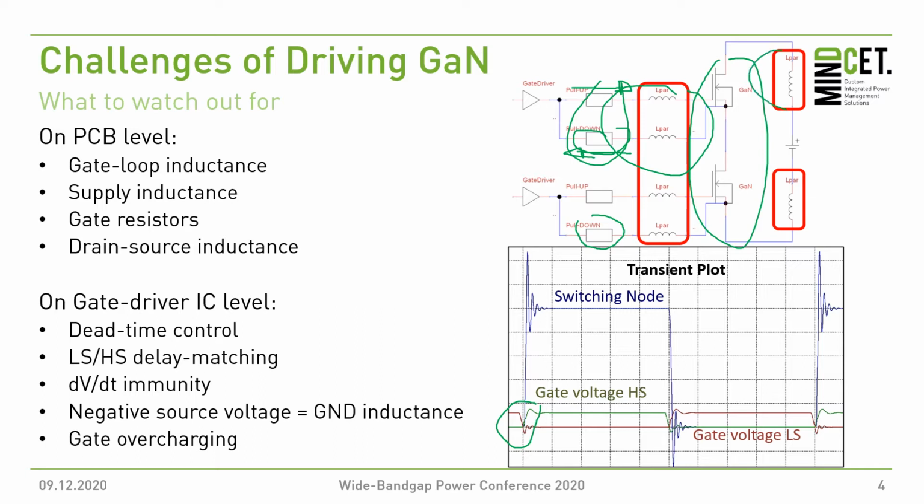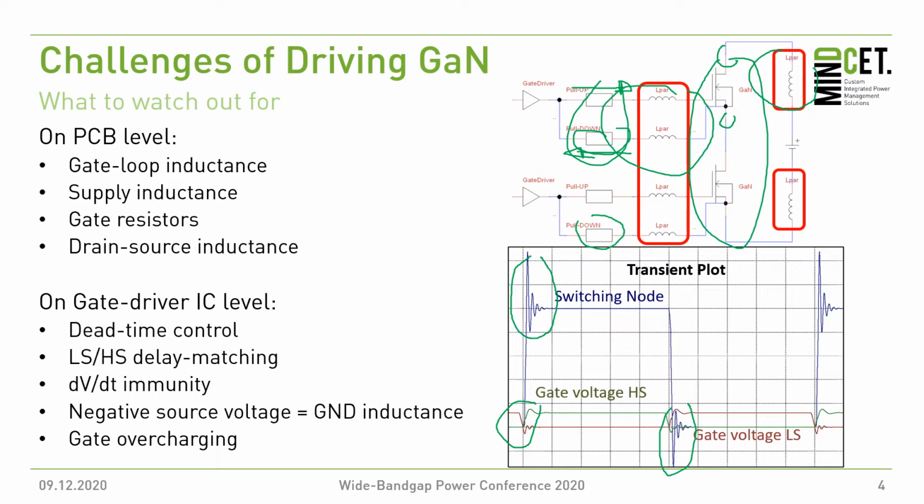Supply inductance, compared to the inductance of the device itself, is also very important. It will create ringing on the switching node if it's too high. So the decoupling needs to be really close to your GaN power stage. And the same is true for your gate driver, of course.